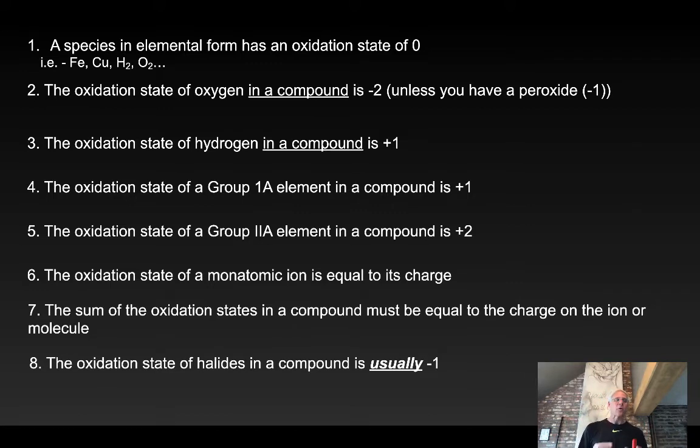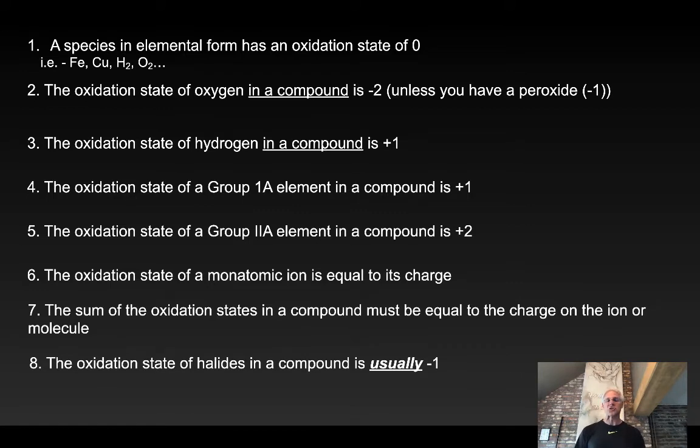Okay, so we follow these rules, and again, we want to follow these in order because some of these are order dependent. If you're looking at a reaction, anything that has an elemental form, so solid iron, solid copper, H2 gas, O2 gas, that's their elemental form, we would assign an oxidation state of 0. So it would have an oxidation number of 0.